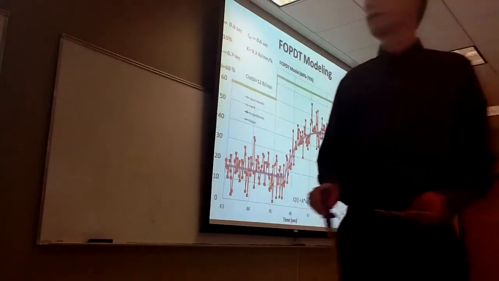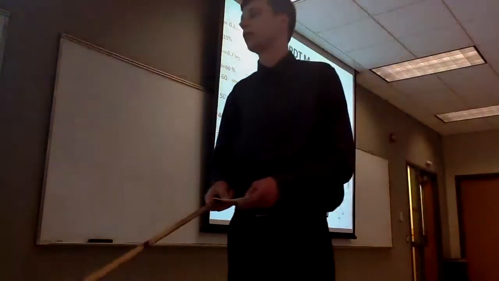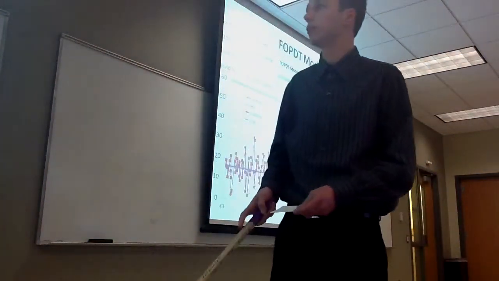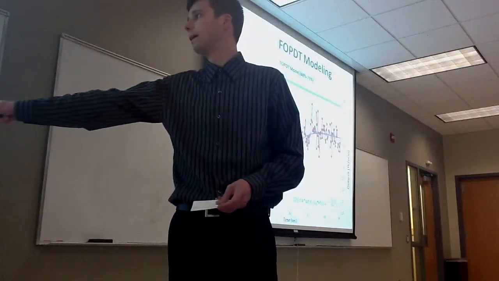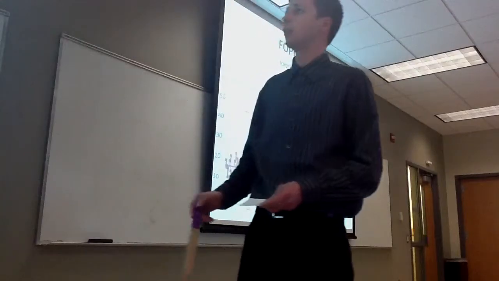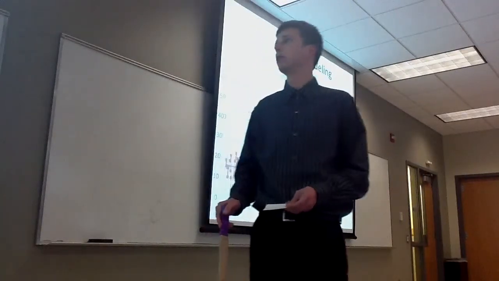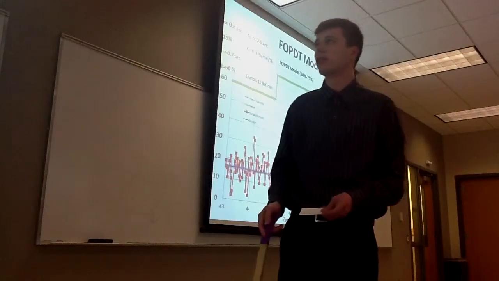Next, I'm going to talk about FOPDT modeling. The FOPDT modeling is mathematical modeling of our step responses. It uses this equation down here, and for this particular model, from 60 to 75%, our gain was 0.3 pounds per minute per percent. Our dead time was 0.6 seconds, and our tau was 0.7 seconds.